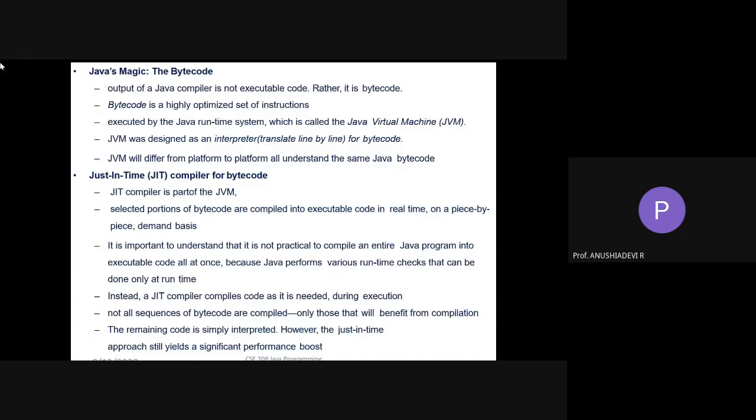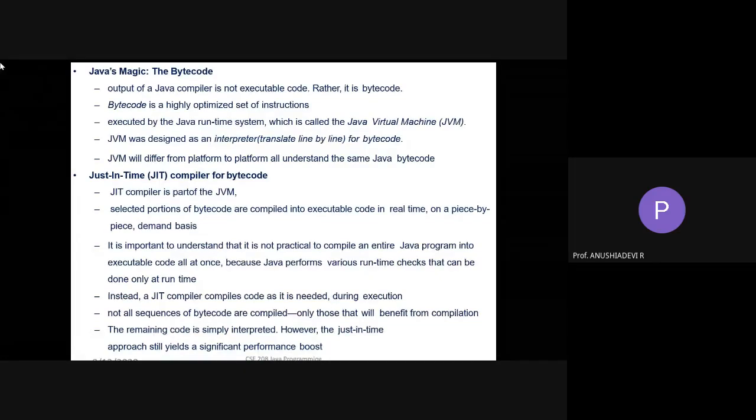But here in Java, after compilation, instead of executable code, we will get an intermediate code. That code is called bytecode. This bytecode is a highly optimized set of instructions, and it can be executed by the Java runtime system, that is called the Java virtual machine, or JVM. So the JVM is an interpreter. I will explain what a compiler is and what an interpreter is.